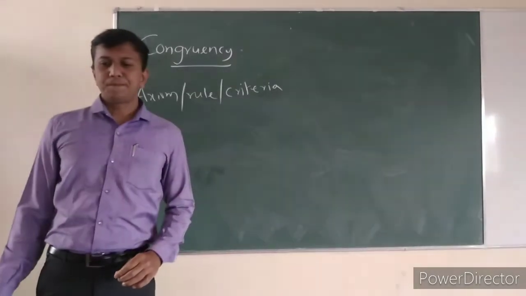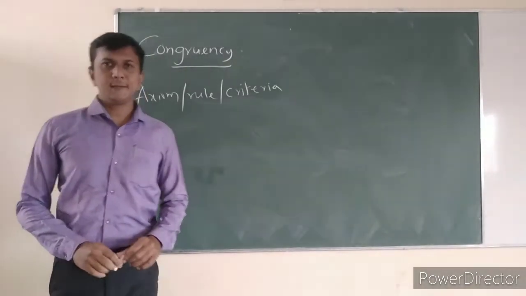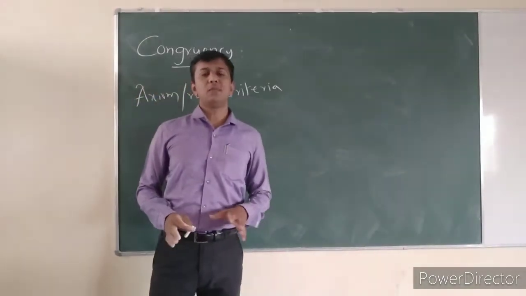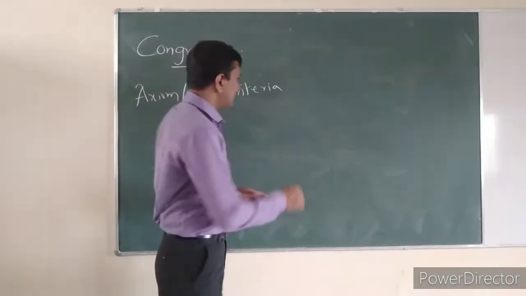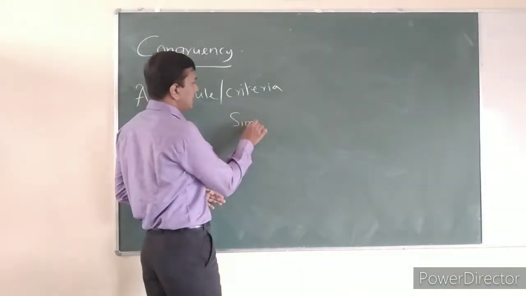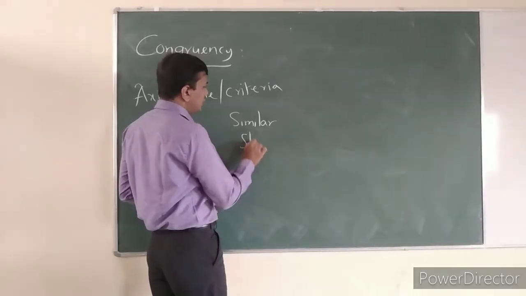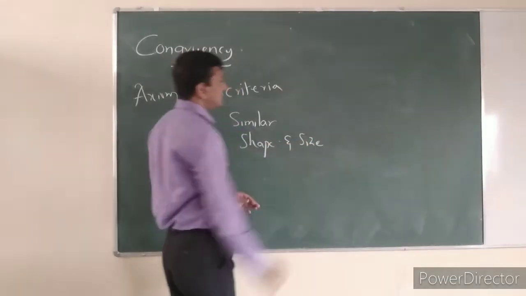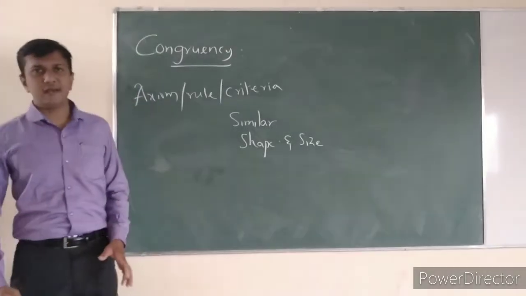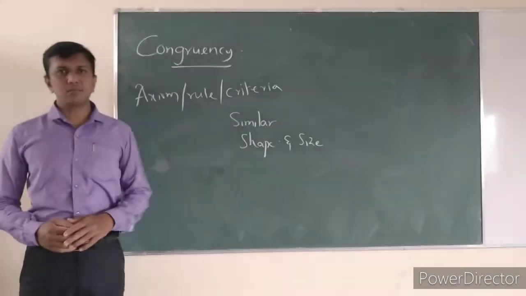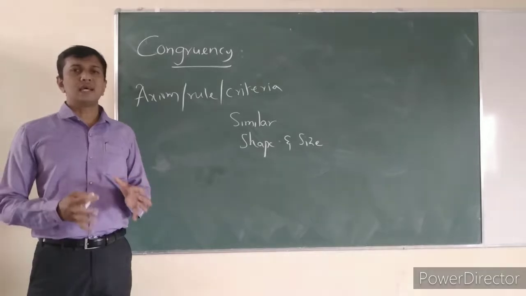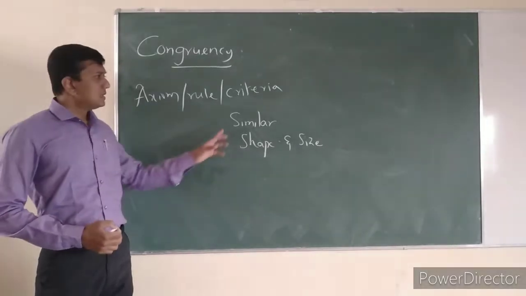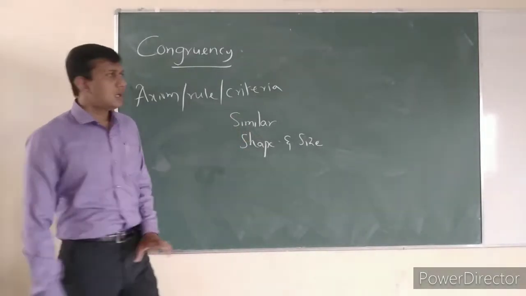Congruency is nothing but taking two objects. If you compare two objects and they have similar shape and size, such types of objects or figures are called congruent objects, or they are following congruency. So, similar shape and size.